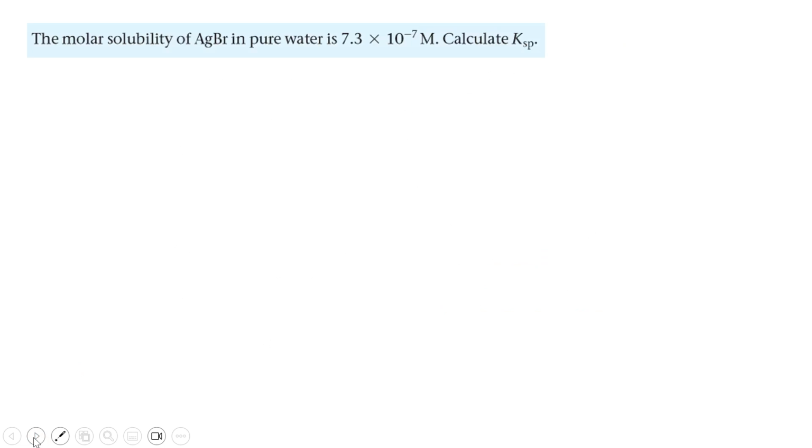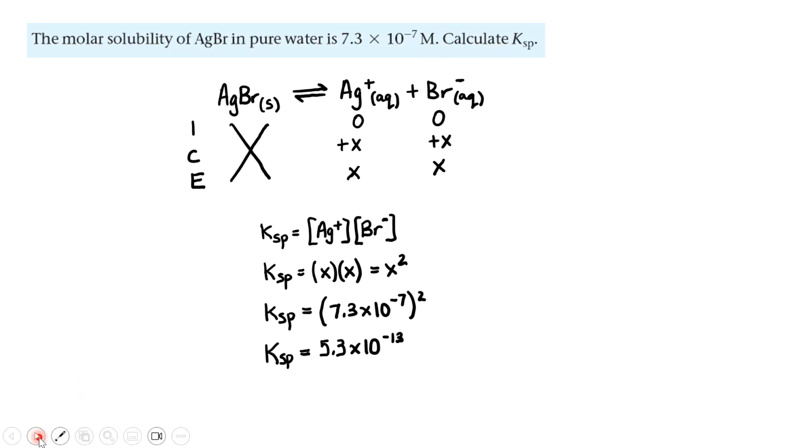And here's a practice problem. So you guys are going to give this a shot. The molar solubility of now silver bromide, AgBr, in pure water is 7.3 × 10^-7 molar. Calculate KSP. Same process. I want you to give this a shot. I do have the answer right over here. This is a much more simple problem because this is a 1-to-1 ratio of silver and bromide, so it's just going to be x and x.